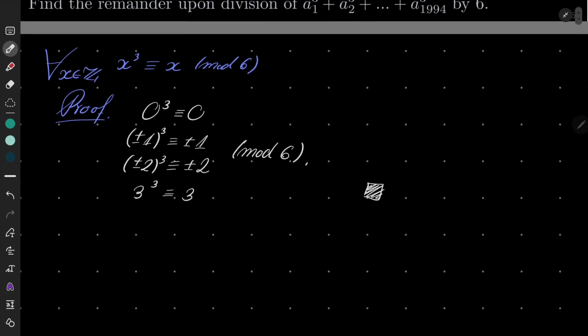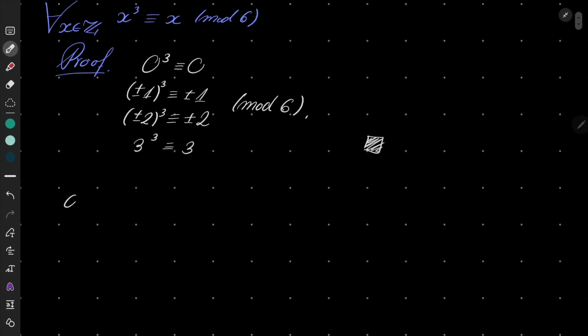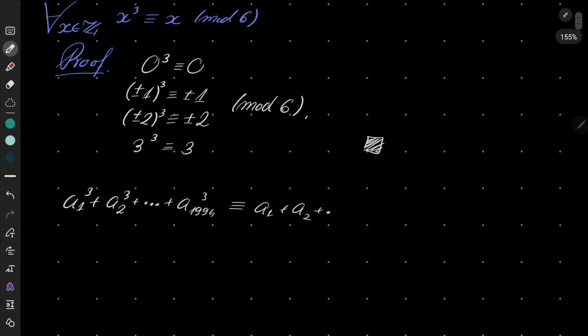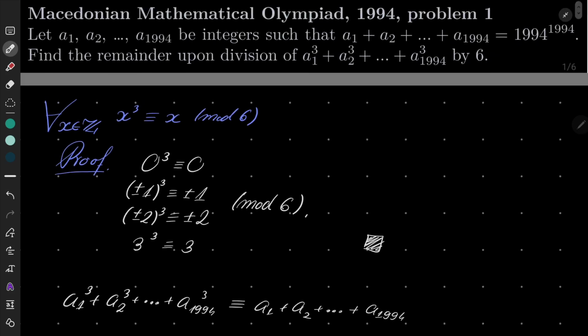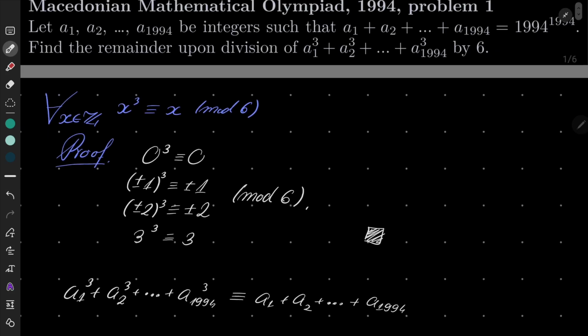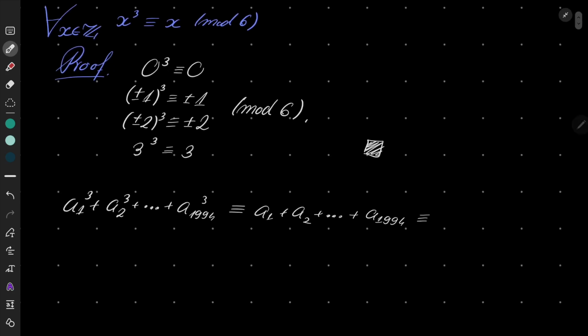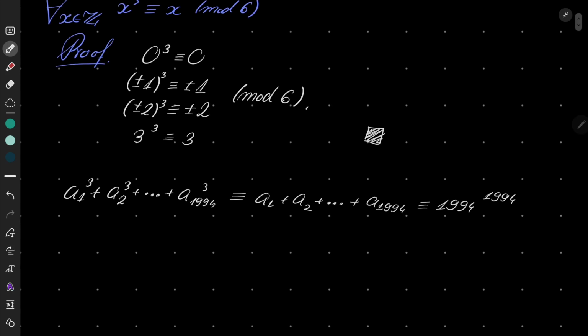And now, by our observation, A1 cubed plus A2 cubed and so on, A1994 cubed, we know that it's congruent to A1 plus A2 and so on, A1994, and we know that this very sum equals 1994 raised to the power 1994. Modulo 6, we are talking modulo 6.